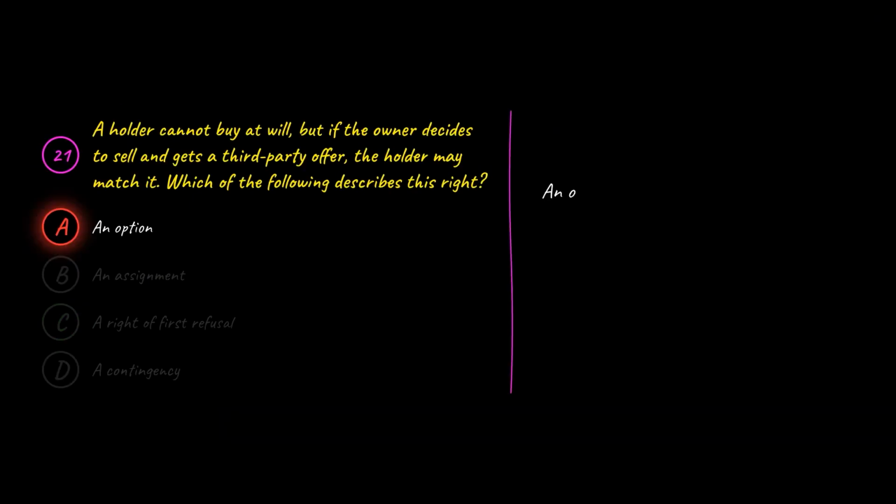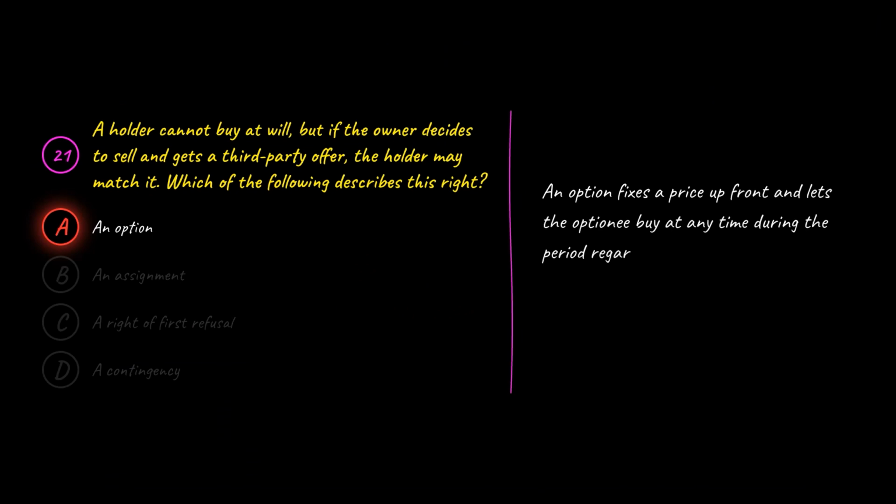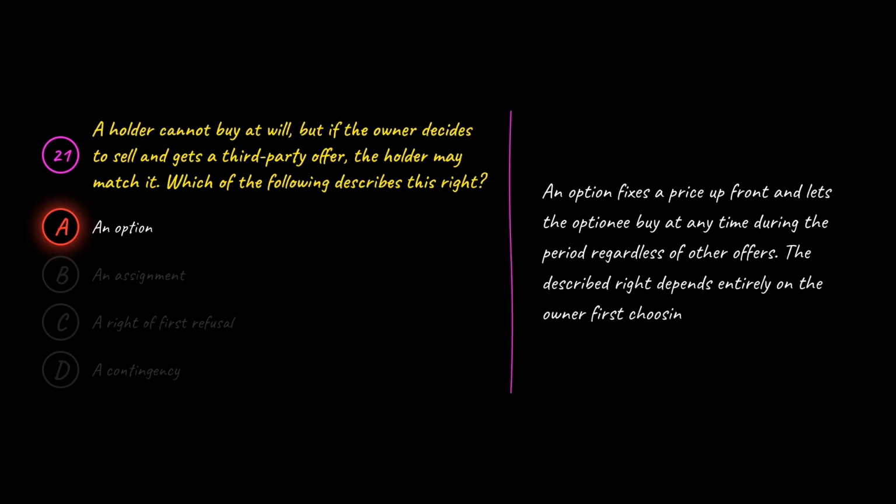A is wrong because an option fixes a price up front and lets the optionee buy at any time during the period regardless of other offers. The described right depends entirely on the owner first choosing to sell.